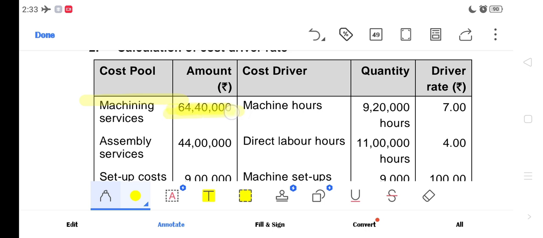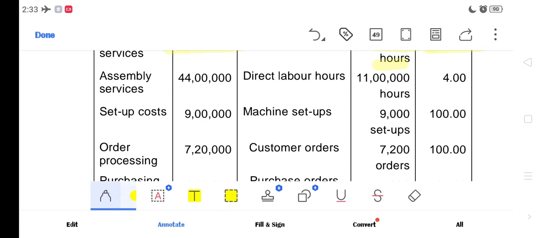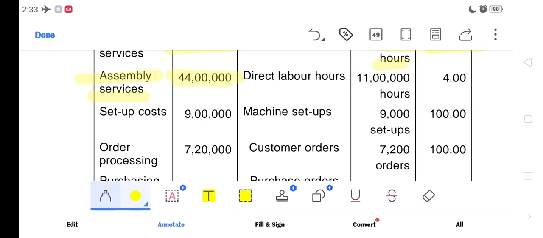So 64 lakh 40,000 divided by 9 lakh 20,000 hours, you get 7 rupees. And the same with assembly services also, they have given 44 lakhs, and if you divide with this 11 lakh hours, you get 4 rupees. And setup cost they have given 9 lakh, and 9,000 setups, so 100 rupees per setup.